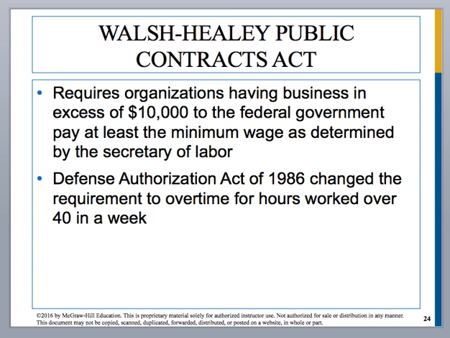The Walsh-Healy Public Contracts Act requires organizations that have business in excess of $10,000 with the federal government to pay at least the minimum wage as determined by the Secretary of Labor. And the Defense Authorization Act of 1986 changed the requirement to overtime for hours worked over 40 in a week.